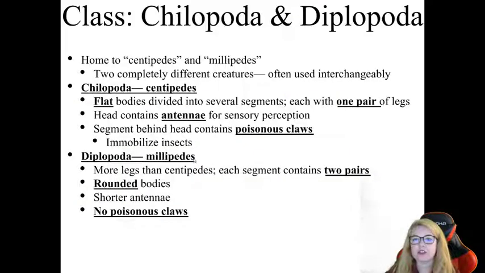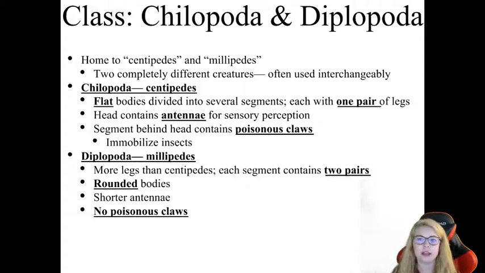All right, and so we are going to move on to the next class of arthropoda, which is class Chilopoda and Diplopoda, which basically is home to what you would know as the centipedes and the millipedes. Important to note, these are 2 completely different creatures, although often people use them interchangeably or assume that they're the same. That's not the case.